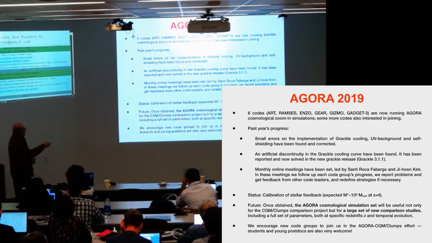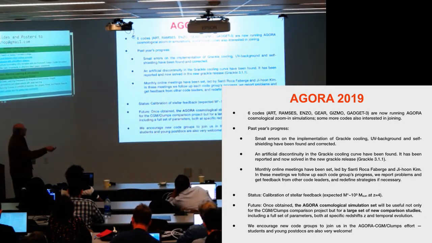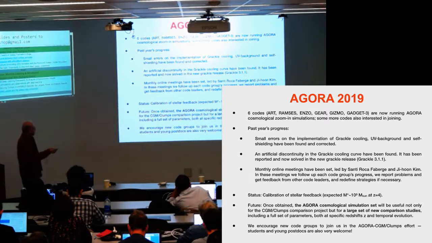So small errors in Grackle cooling have been found and fixed. UV background and self-shielding errors have been found and corrected. There's a particular error in the Grackle cooling code that's now been solved. So if any of you use Grackle, update to the latest version, 3.1.1. As I mentioned, there are all these online meetings, roughly monthly or even more recent.